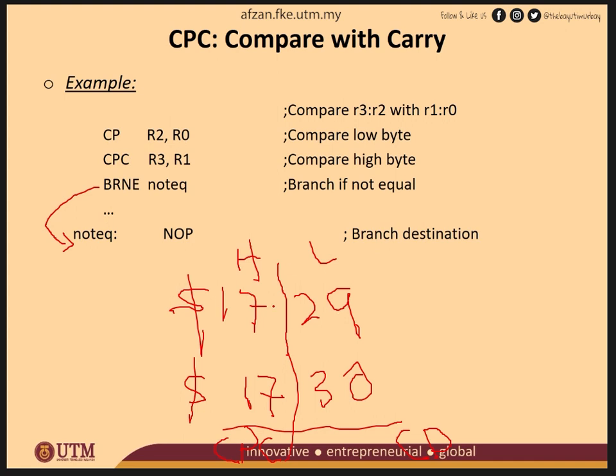If these two numbers are equal, let's say the top one is 1729 and the bottom one here is also 1729, you need to do the following instruction after the BRNE instruction. You cannot jump to this label not equal.